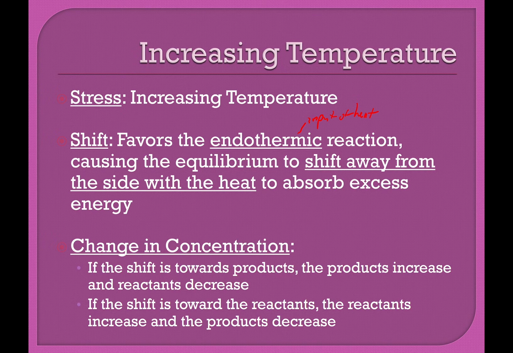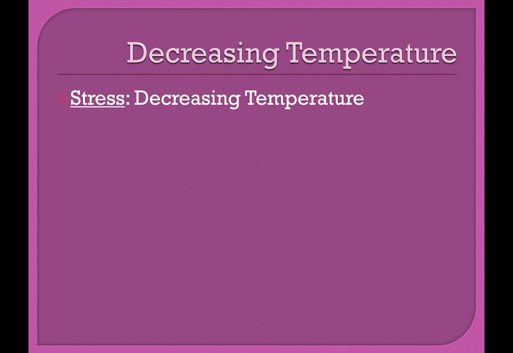If the shift is toward products, products will increase and reactants will decrease. This is also going to depend on where the heat value is, if the reaction is endo or exothermic. If the shift is toward reactants, reactants increase and the products decrease.